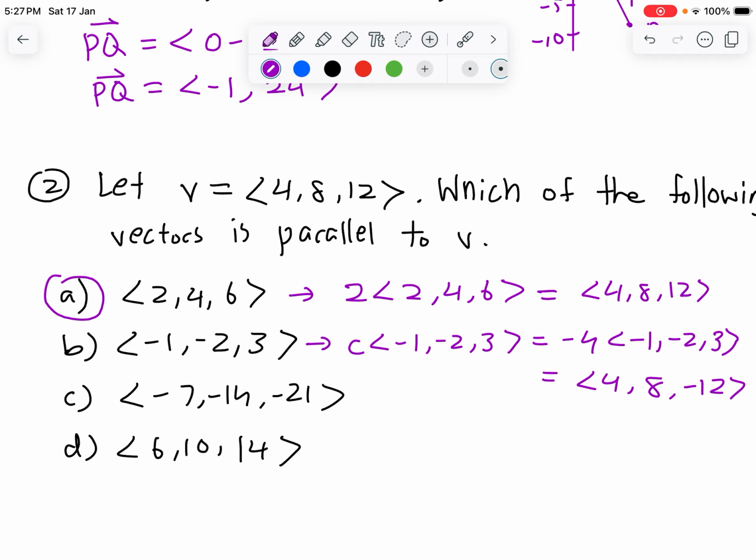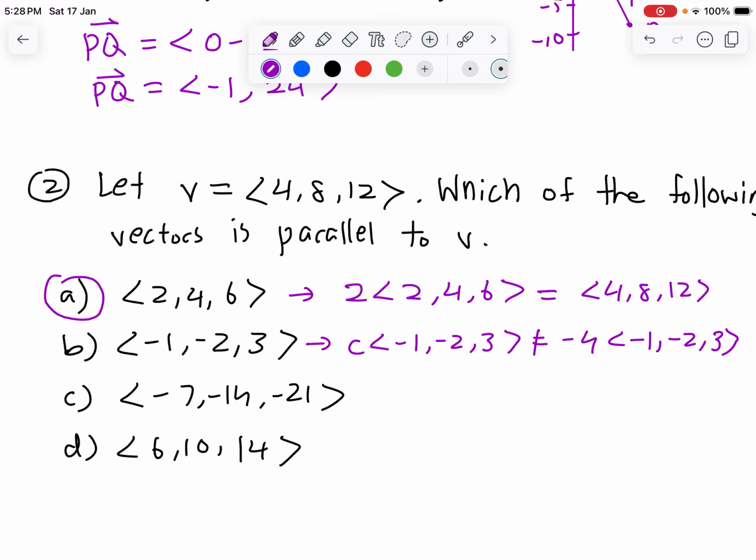Well, we see that the vector that we're given is 4, 8, and 12. In this case, it's the same except we got a negative number. And because there's a negative number, it is not parallel. So unfortunately, this is not parallel.